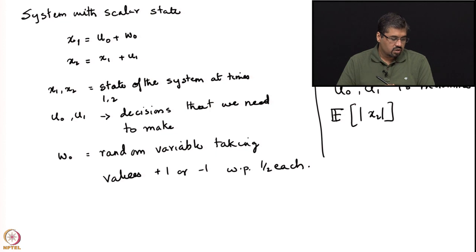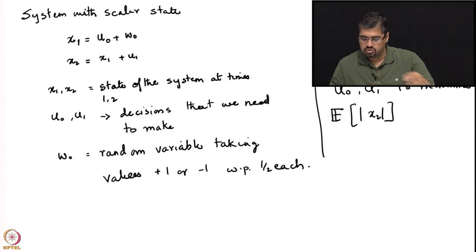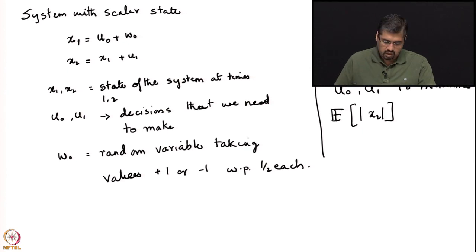So u0 and u1 are deterministic. Because they are not functions of anything, not of any of the randomness in the problem, they are essentially just deterministic scalars whose values we need to choose. Okay, so let us try to solve this problem.